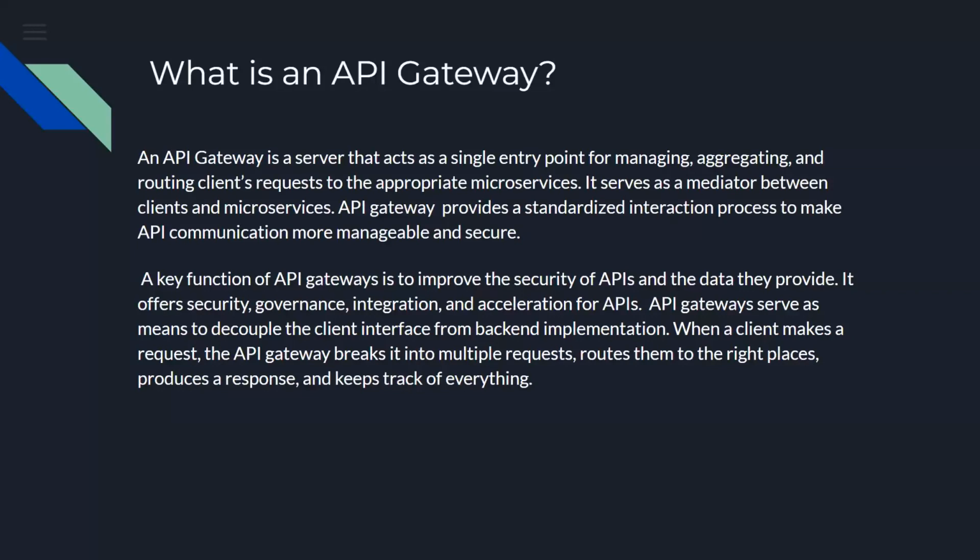API gateways serve as a means to decouple the client interface from the back-end implementation. When a client makes a request, the API gateway breaks it into multiple requests, routes them to the right places, produces a response, and keeps track of everything. So from this statement, we can see that the overall challenges we've been hearing about today, the importance of API security and the risks associated with API security, this statement compares the solution the API gateway provides to those risks.